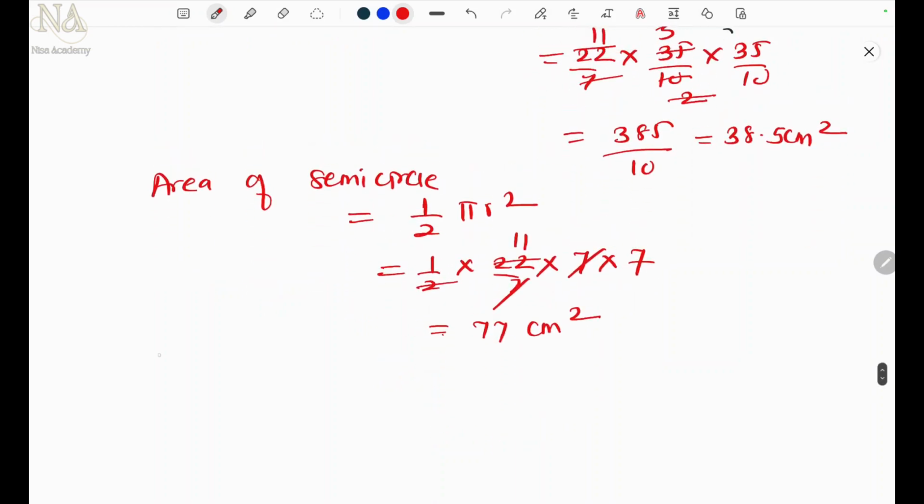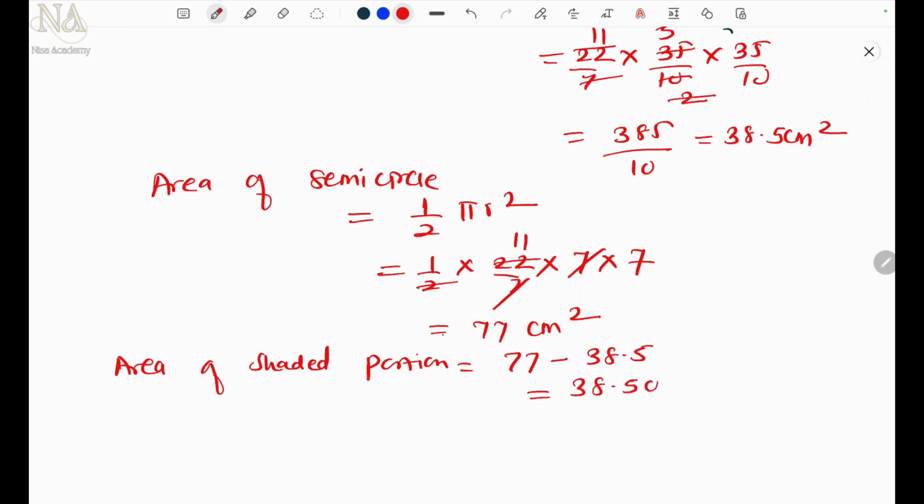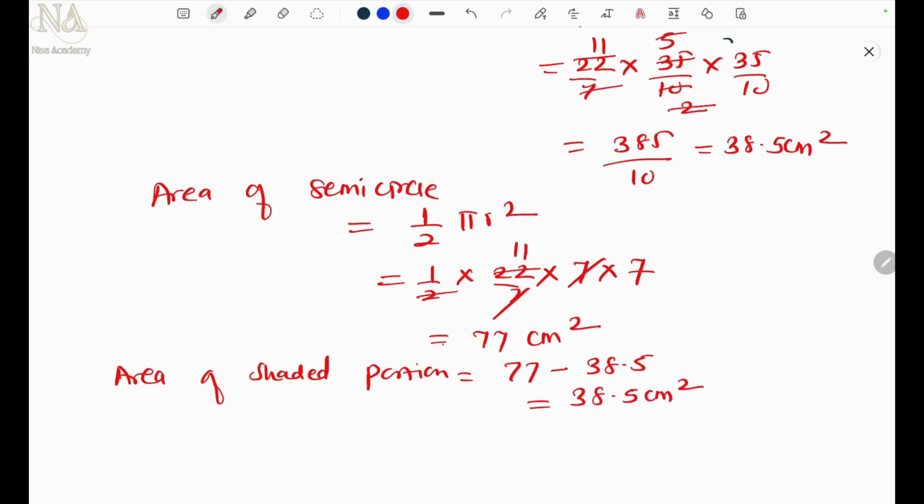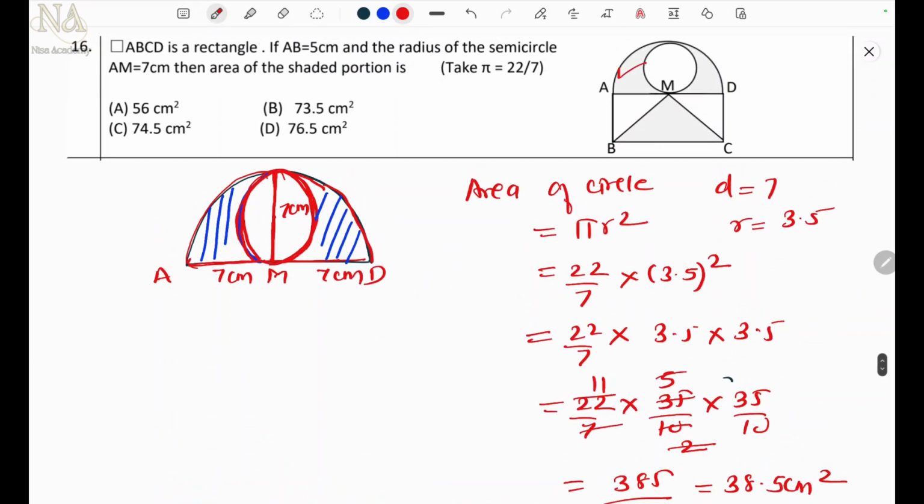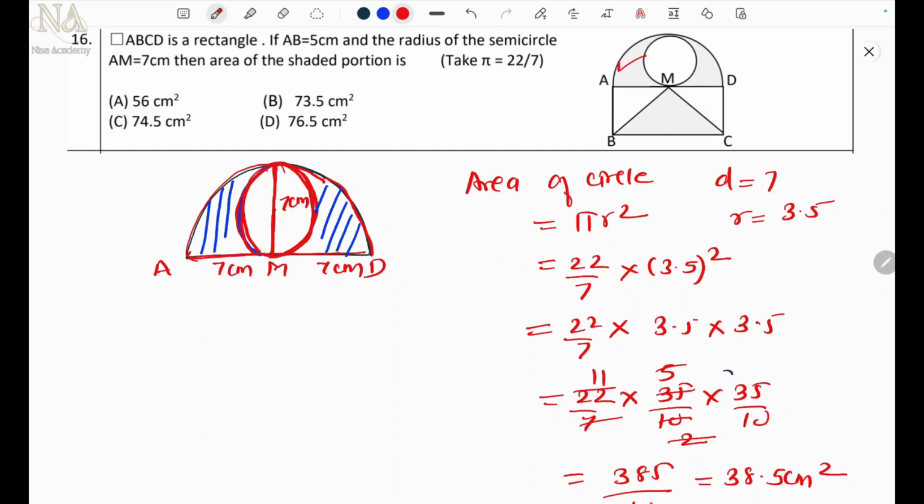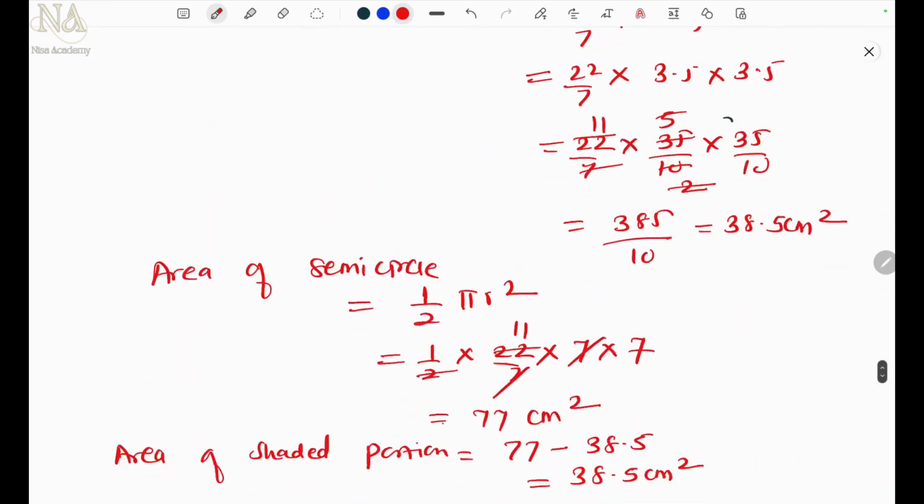So what will be the area of the shaded part? Area of shaded portion, only of the semicircle I am talking about. It will be the area of the semicircle minus this 38.5, the area of the circle, which will be equal to 38.5 centimeter square. Okay, so first part, this one portion is done. Now let's talk about the triangle. So see here.